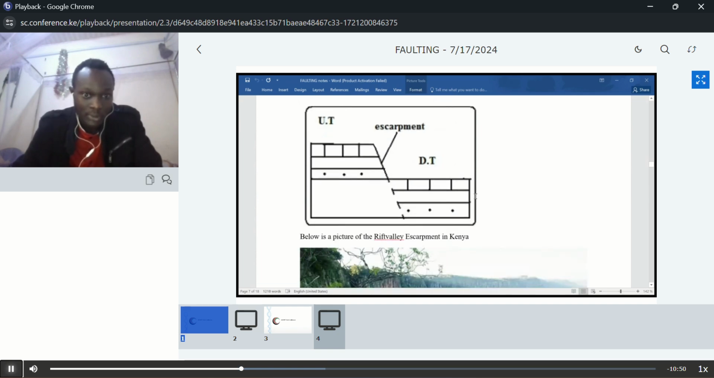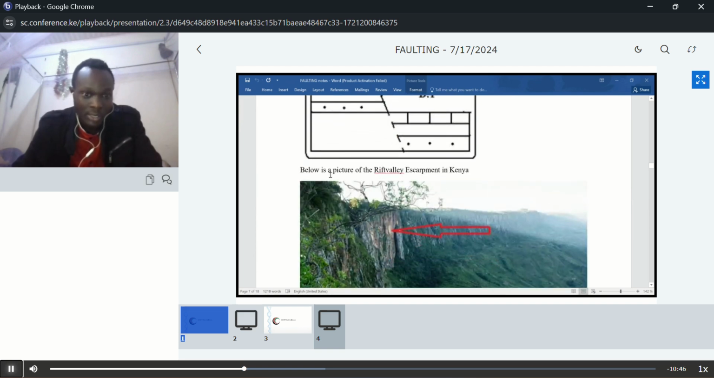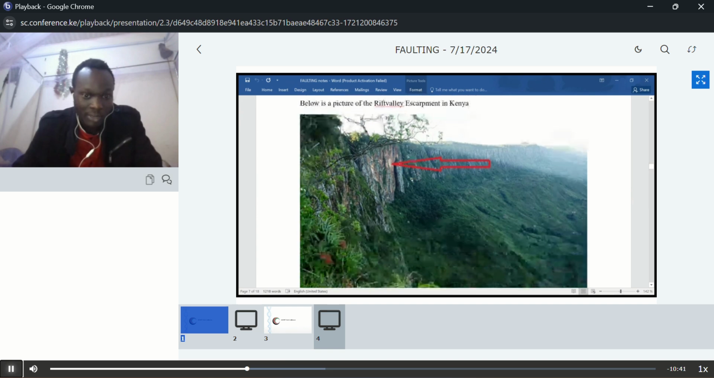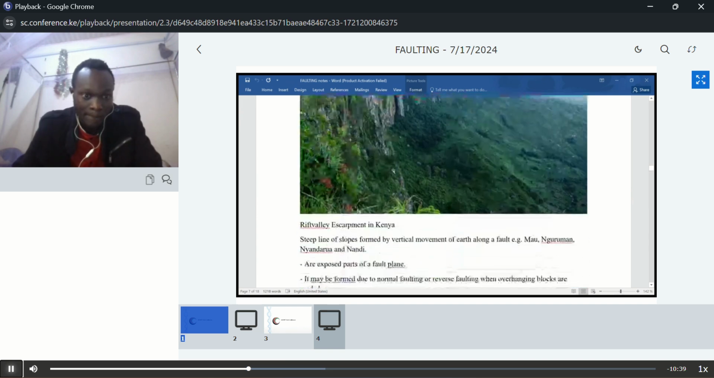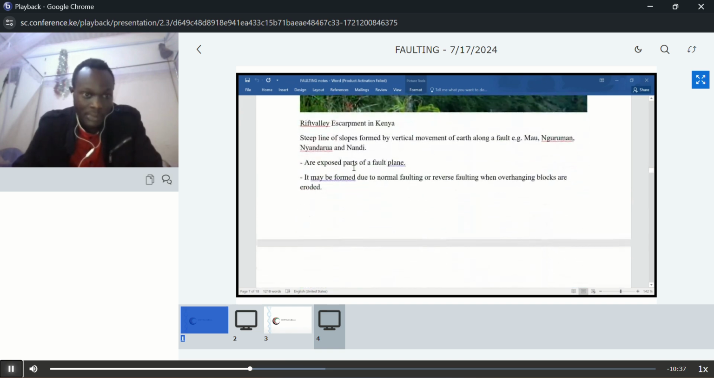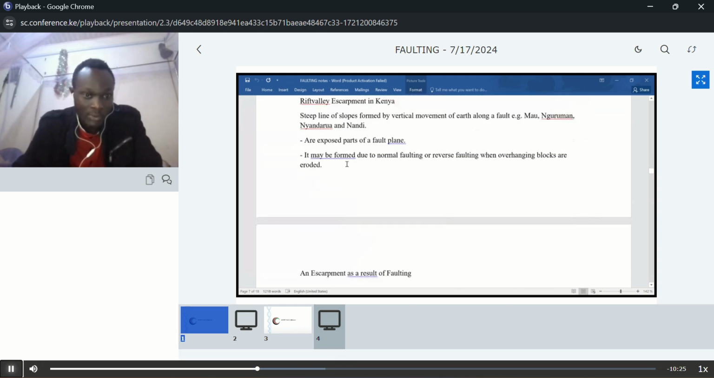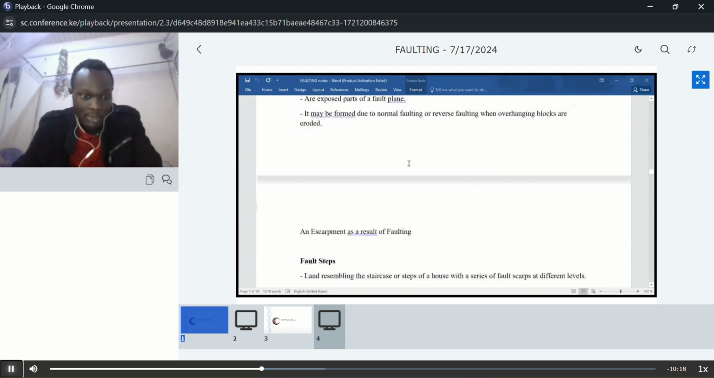This is up through the down through, leading to formation of an escarpment at this region. And here is the picture of the Rift Valley escarpment in Kenya. A steep line of slopes formed by vertical movement of earth along a fault, e.g. Mau, Burma, Nyandarua, and Nandi, are exposed parts of the fault plane. It may be formed due to normal faulting or reverse faulting when overhanging blocks are eroded.